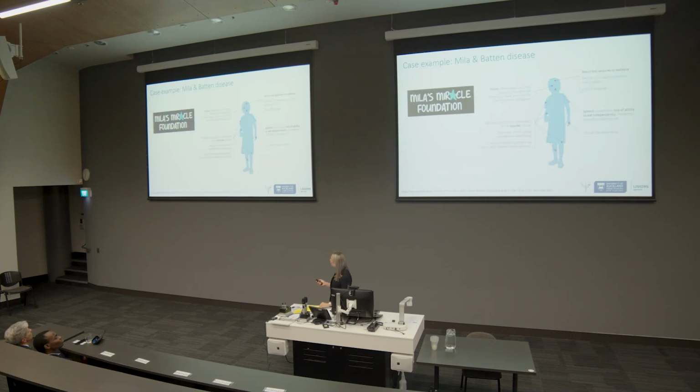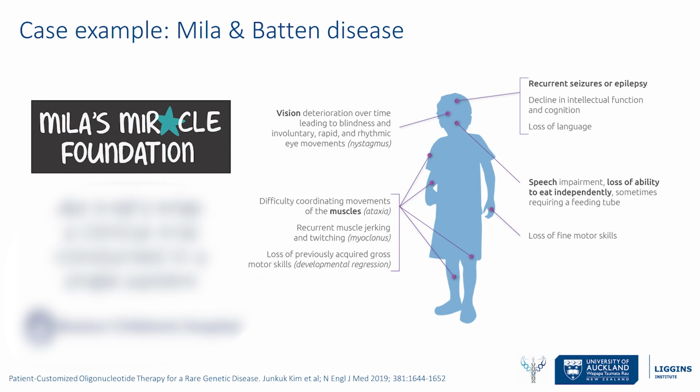And so this brings me on to a more personalized case of an ASO. And this is a treatment called Milasen, which was developed for a small girl called Mila. Mila was born perfectly healthy, but at the age of 2, she started to develop symptoms, including speech impairment and abnormal movements. She was eventually diagnosed with Batten disease, a rare neurodegenerative disease, which causes children to die at a young age.